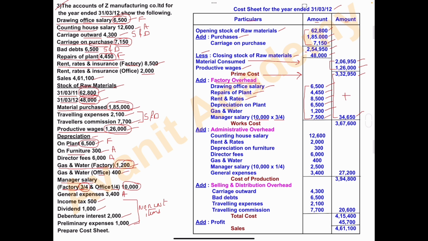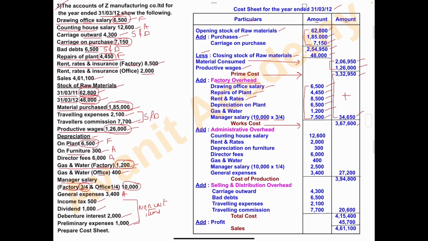3,32,950 plus 34,650, and the total is 3,67,600. This is called works cost. So in this problem there is no work in progress amount. There is no opening work in progress and closing work in progress.